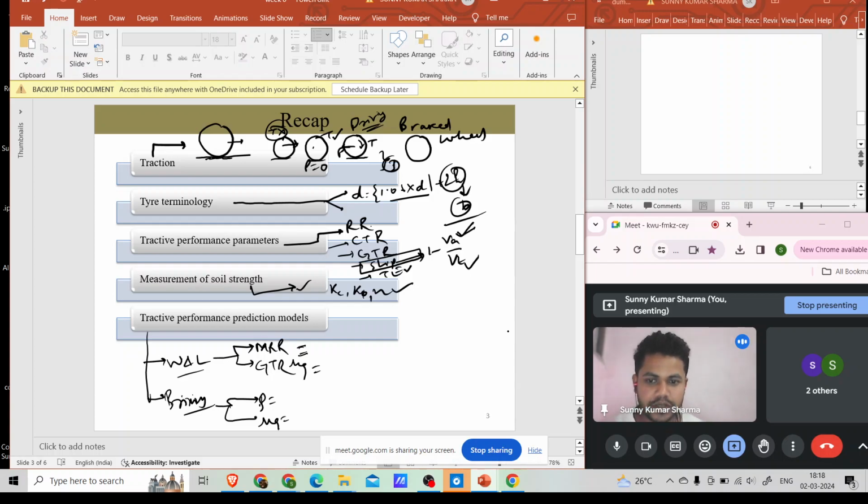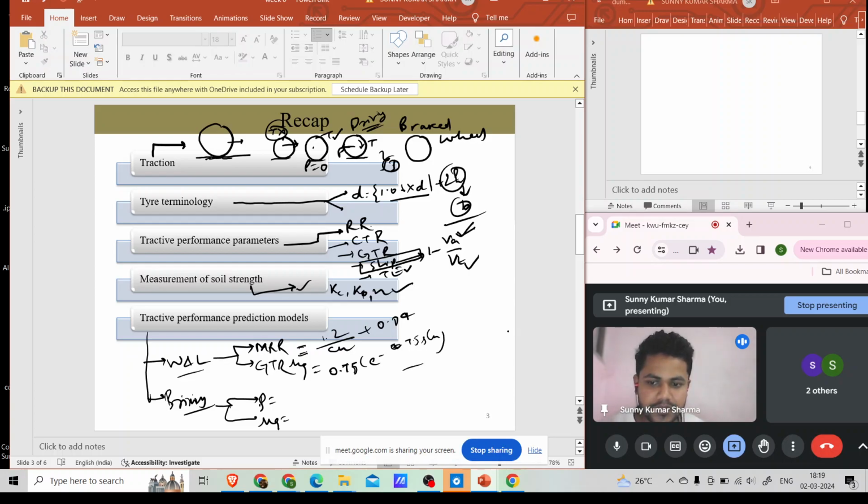What was the motion resistance ratio given by which method? It was 1.2 by the wheel numeric plus 0.34. And the gross traction ratio is 0.75 e to the power minus 7.5 of the wheel numeric.